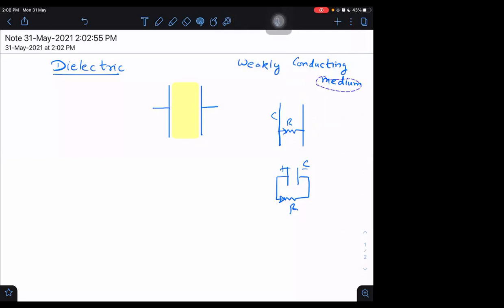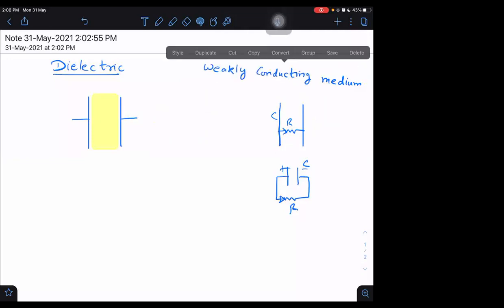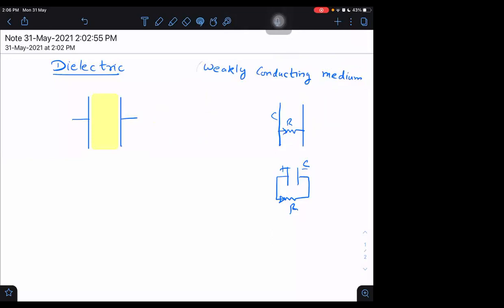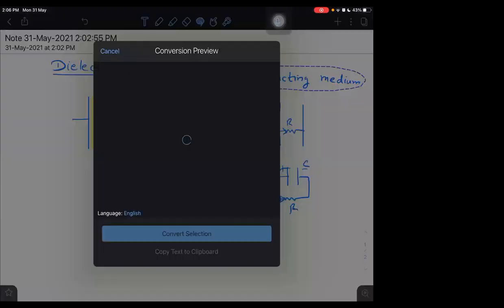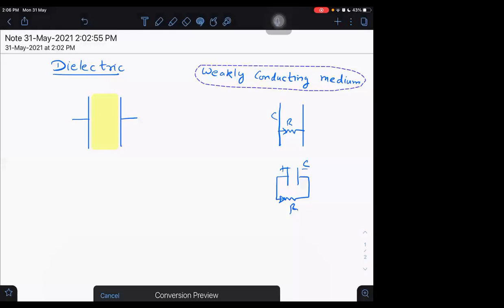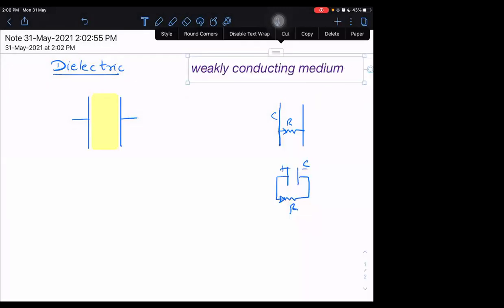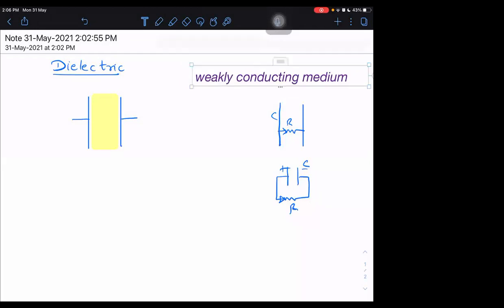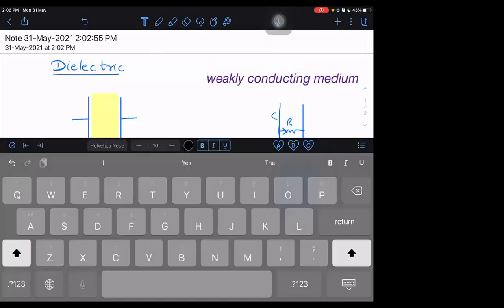Right. Is the spelling right for weakly? Is it right or not? Correct, sir. If it is week with 7 days, then it will be WW, right? Yes, sir. Weakly conducting medium.